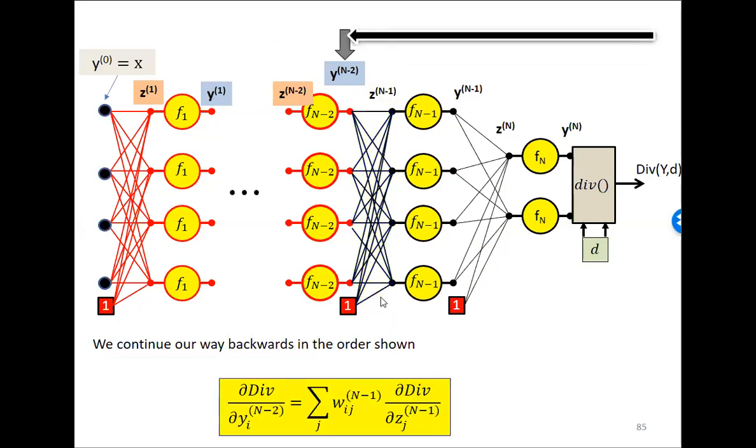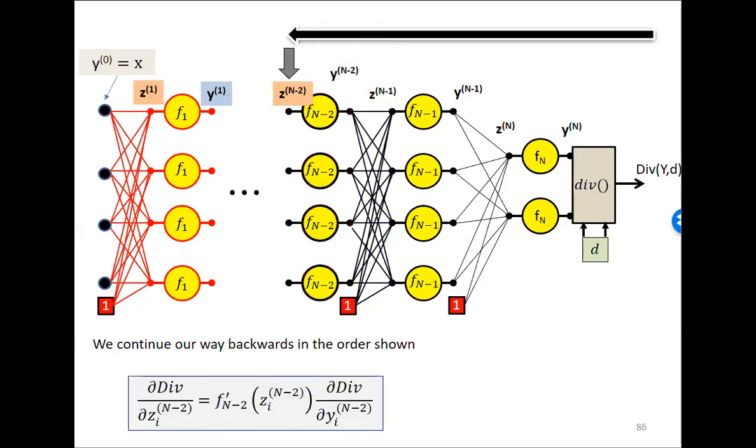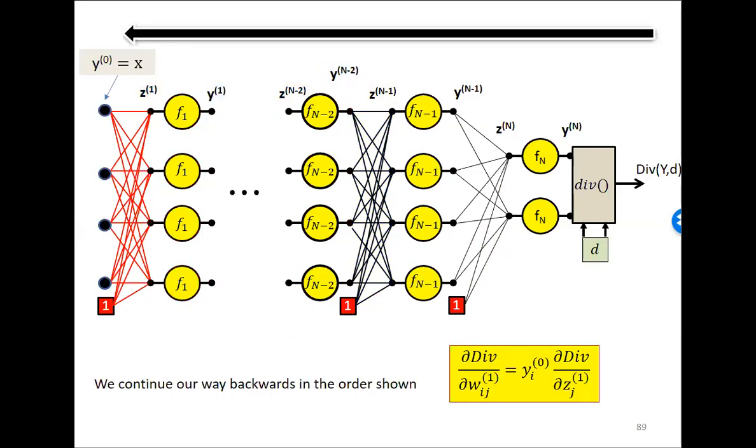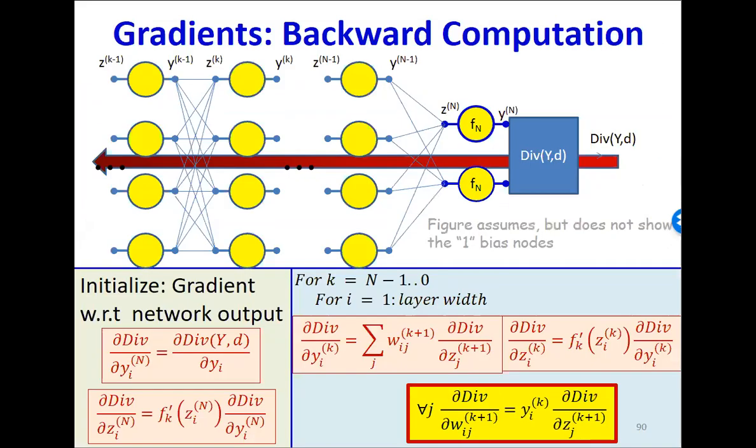Take a step back, compute the derivatives of the divergences with respect to the outputs of the neurons in the previous layer, and then the previous affine values, I can work my way back all the way till I compute the derivatives for the weights to the first hidden layer, or even the inputs. So this is the entire backward computation.